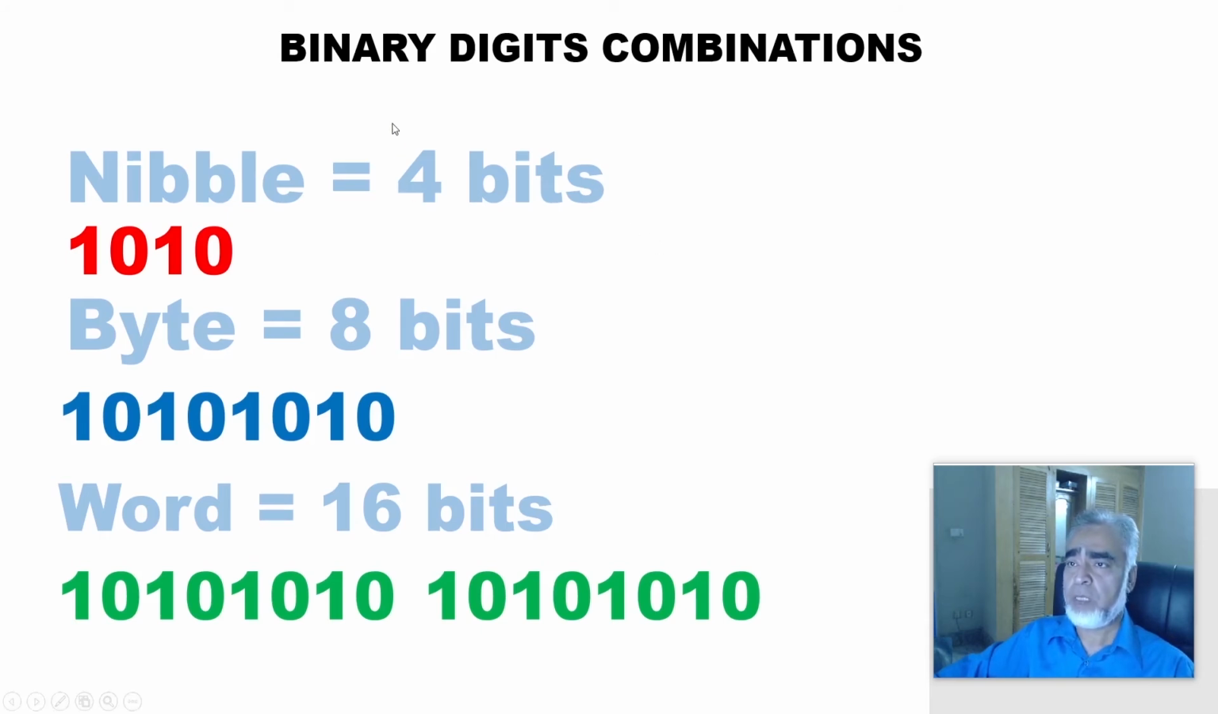So here we can find the binary digit combinations. If we have 4 bits, we call it a nibble, like 1010. If we have 8 bits, we call it a byte, for example 1010 1010. And if we have 16 bits, we call it a word. Here we can find the word in the binary number system.